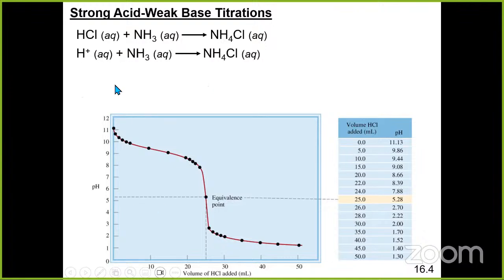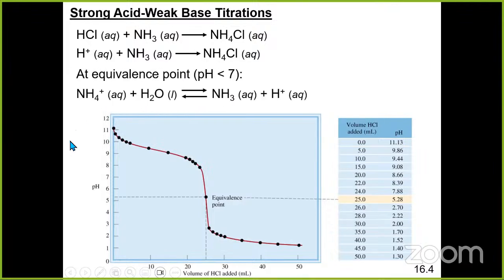Why is that so? Well, you have to think about what happens to the ammonium chloride when it dissolves in water. It forms the ammonium ion, which will react with water to form ammonia and, more importantly, H+. So because the hydrogen ion is produced in this case, the solution resulting at the equivalence point will have a pH below 7. That's why the pH at the equivalence point in this case is 5.28, which is definitely below 7. And then as you continue to add more acid, the pH basically decreases accordingly. So that's what happens in the case of a strong acid, weak base titration.